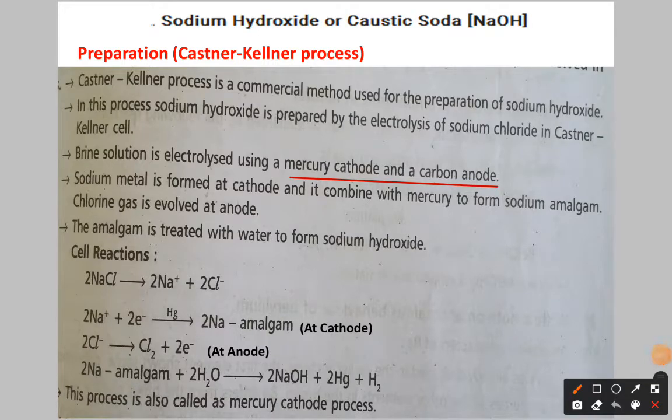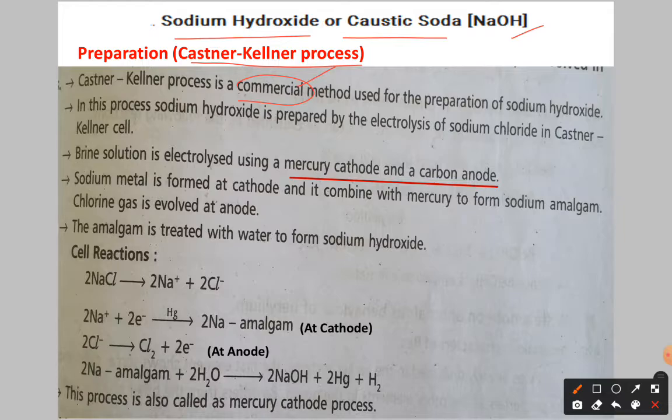Hello students, in compounds of sodium, the third one is sodium hydroxide, or caustic soda. It has the formula NaOH. The method for the preparation of sodium hydroxide is the Castner-Kellner process. This is the commercial method. Commercial means you are going to prepare it in bulk amounts in industry. So you are going to prepare sodium hydroxide by using the Castner-Kellner process.